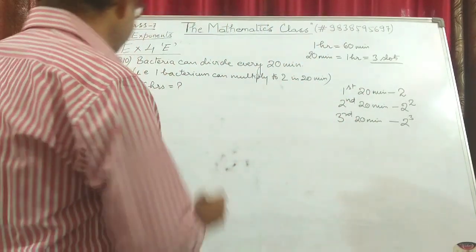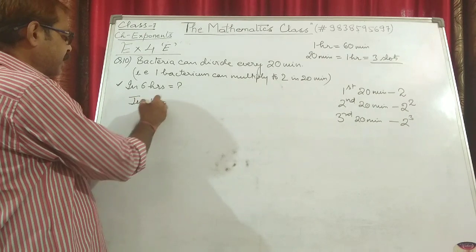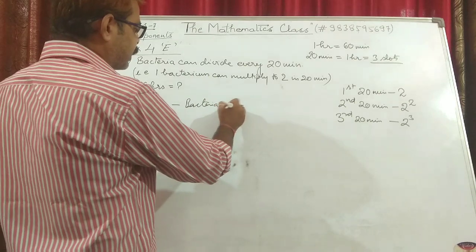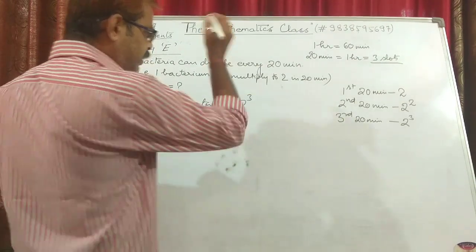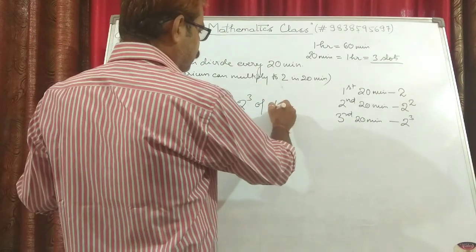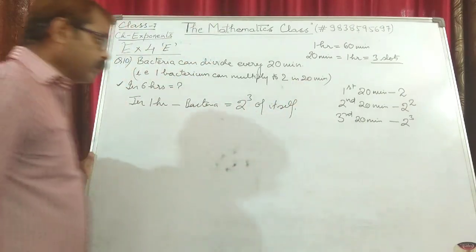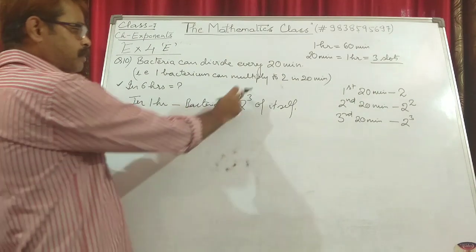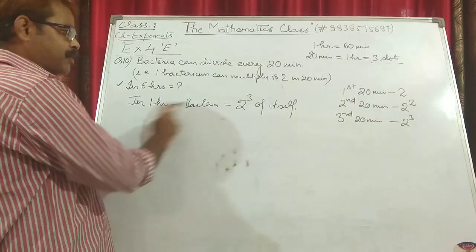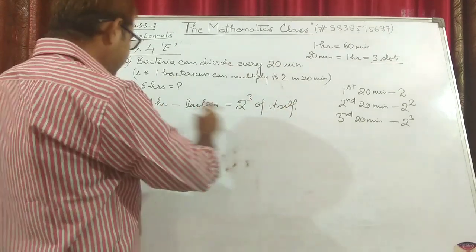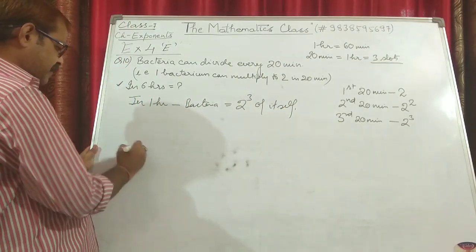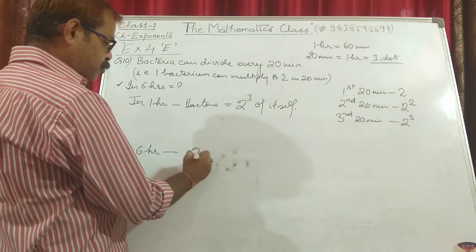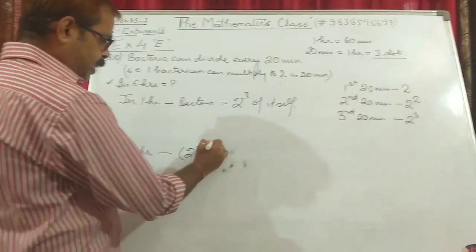It means that in 1 hour, this bacteria becomes 2 to the power 3 of itself. So in 6 hours it will be, similarly in the second hour it will be 2 to the power 3 into 2 to the power 3. Third hour, 2 to the power 3 into 2 to the power 3 into 2 to the power 3. So like this in 6 hours, it will become 2 to the power 3 to the power 6.